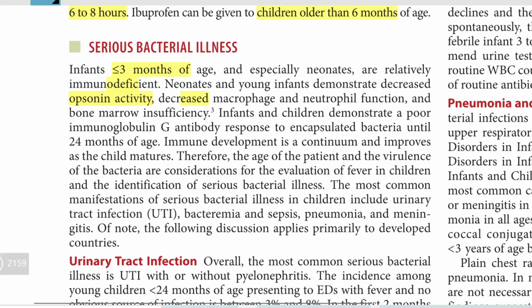So there is decreased opsonin activity, decreased macrophage and neutrophil function, and bone marrow insufficiency. Infants and children demonstrate a poor IgG antibody response to encapsulated bacteria until 24 months of age. Immune development is a continuum and improves as the child matures, right? Therefore, the age of the patient and virulence of the bacteria are considerations for the evaluation of fever in children and the identification of a serious bacterial illness.